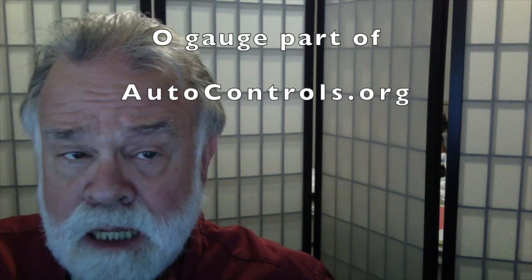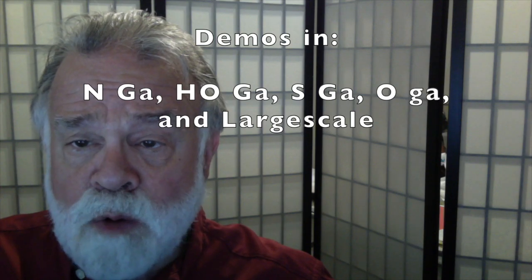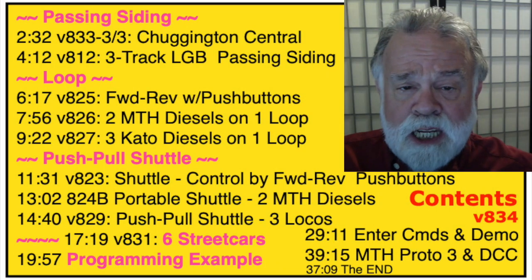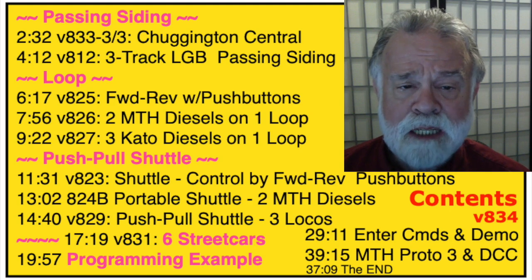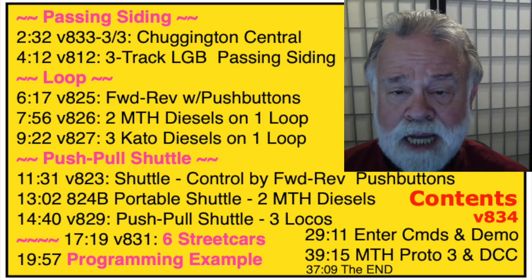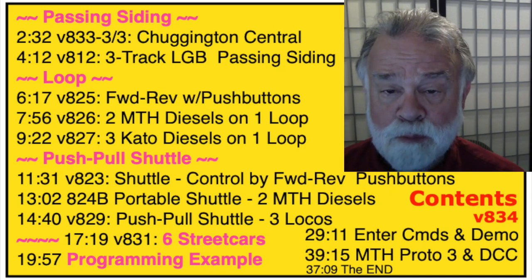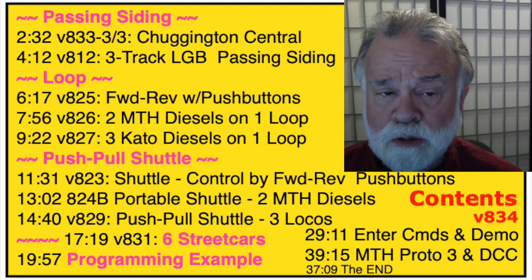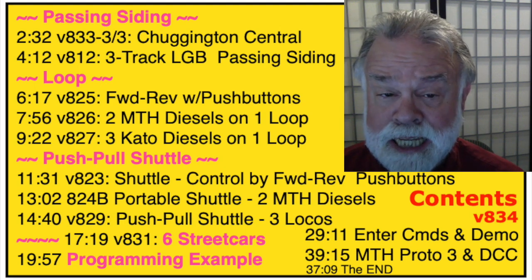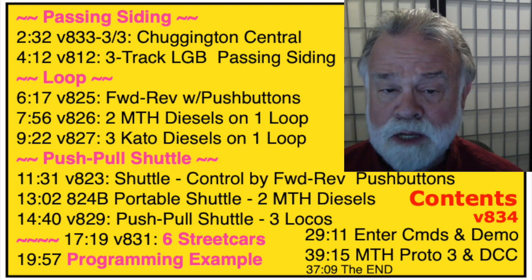AutoControls-dot-org website, which contains automatic control demonstrations for N, HO, SO, and large-scale trains. In this video, we'll show you some fun, simple DCC automatic control programming experiments that you can do with your O Gauge trains using a simple DCC programmable model train controller, which controls just about all digital trains from tiny Z gauge all the way up to large scale from just about every manufacturer in the world.